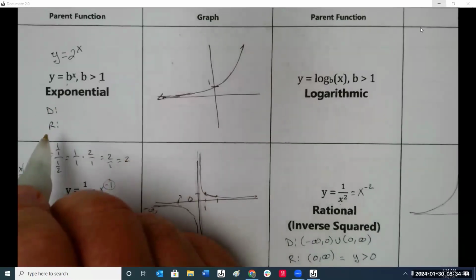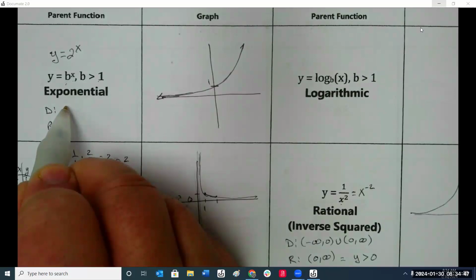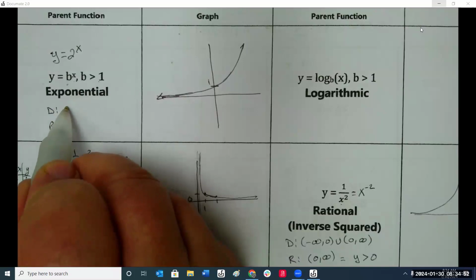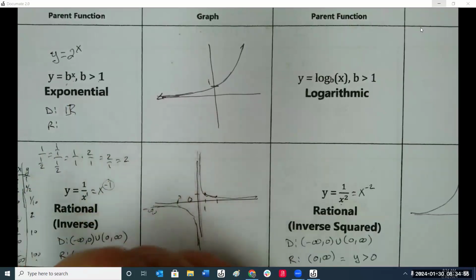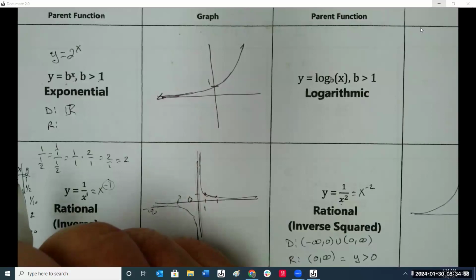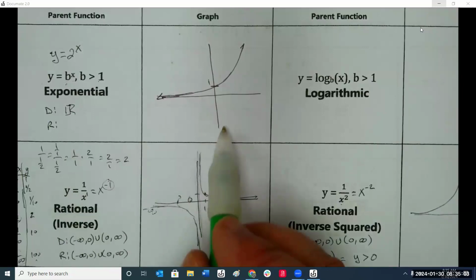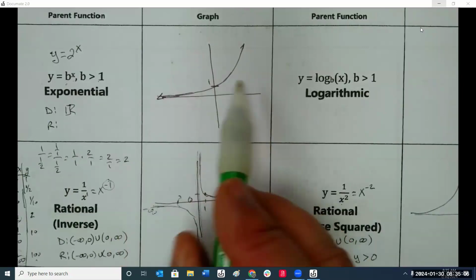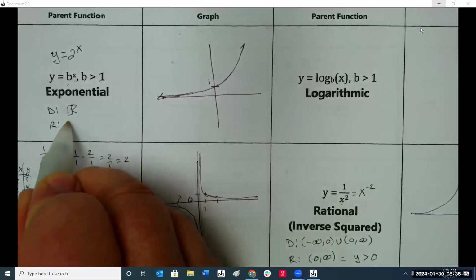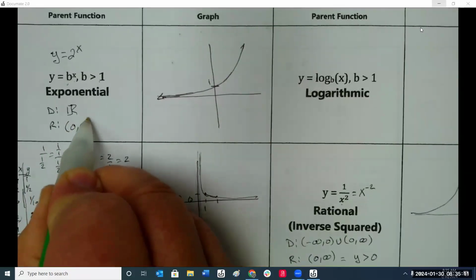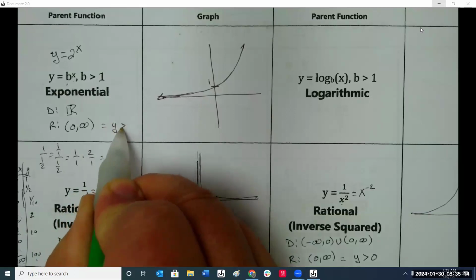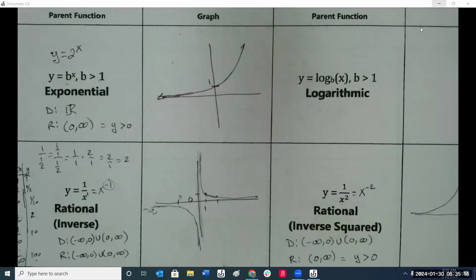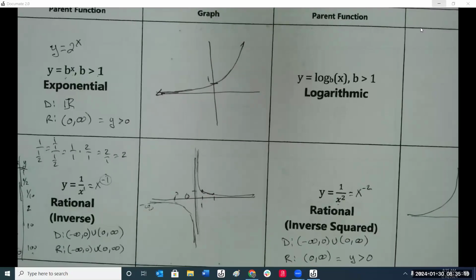The domain can be all real numbers, because it could be negative, 0, or positive. How about the range? Can the answer be negative? No. Can it be 0? No, it doesn't have any x-intercept. So it's only positive. So it's greater than 0. Y is greater than 0. That's the basic exponential one.